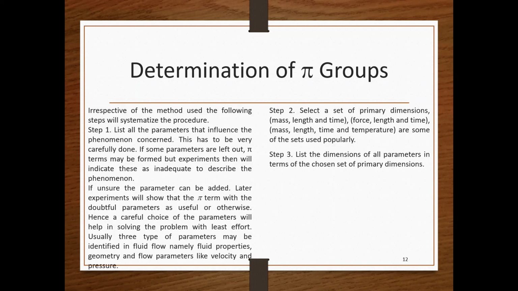Step 2: select a set of primary dimensions: mass, length, and time; or force, length, and time. It depends on your parameters. Or mass, length, time, and temperature. If there is temperature, include it and use this set. These are some of the sets used popularly. Step 3: list the dimensions of all parameters in terms of the chosen set of primary dimensions.